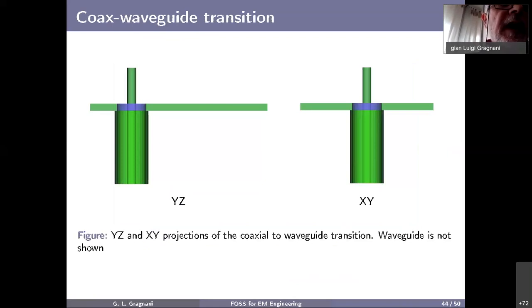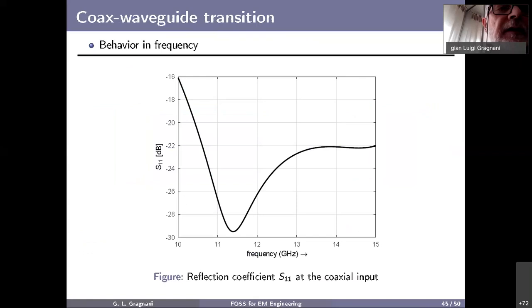This is a coaxial to waveguide transition. The waveguide is not shown. The probe is about 1/2 of the height of the waveguide. This is the behavior in frequency, and you see that the reflection coefficient is very, very good.